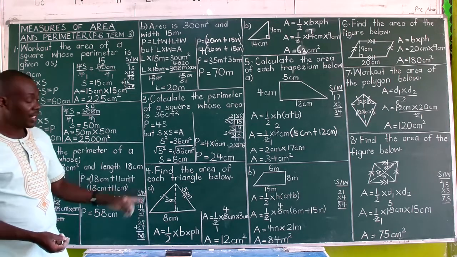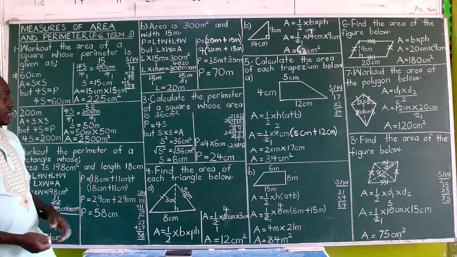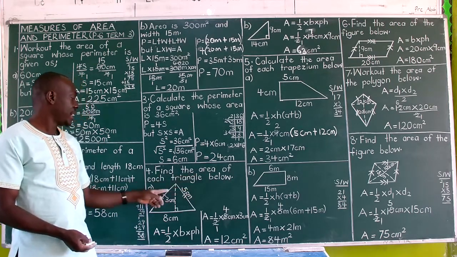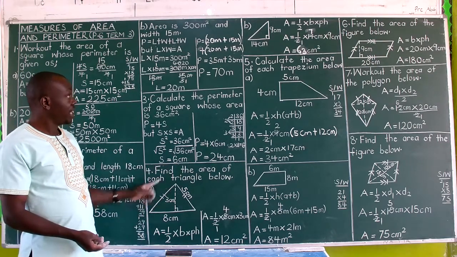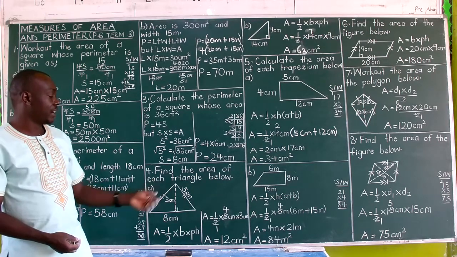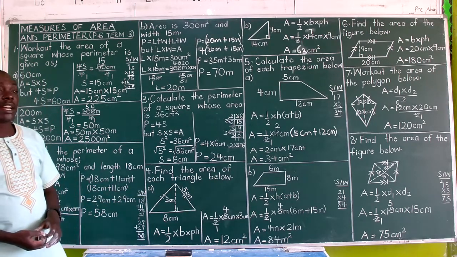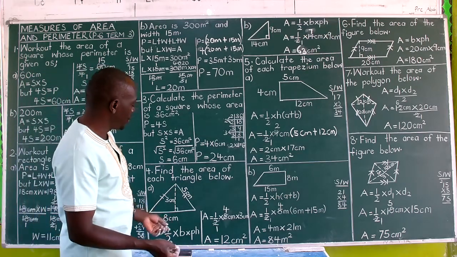As we look at example number 4 for this very lesson, it reads, find the area of each triangle below. There are 2 triangles, A and B. So we are looking at part A. They are asking for the area. Area of any triangle equals a half times base times perpendicular height.